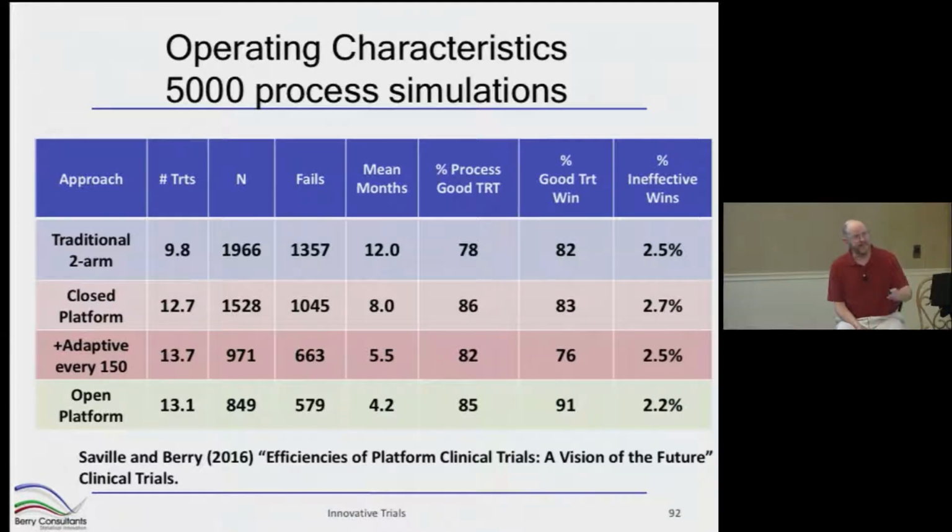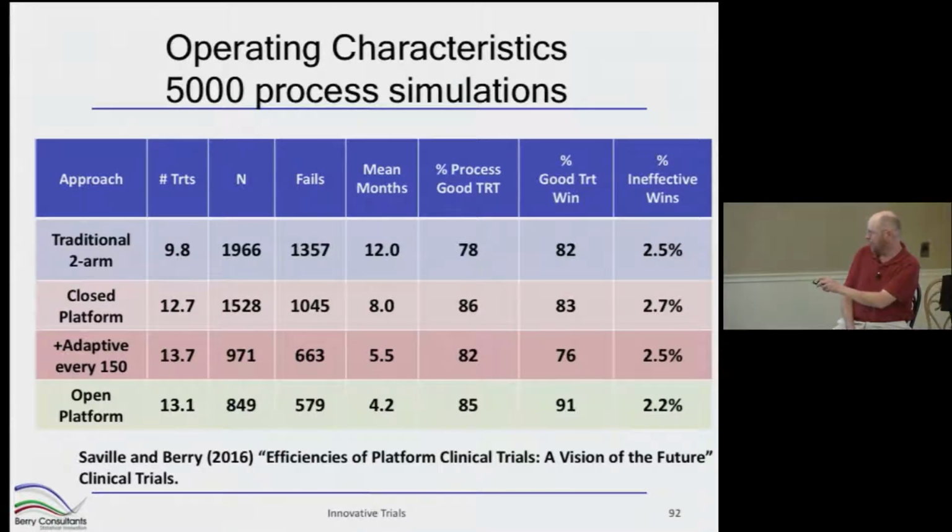So we're searching for this needle in a haystack. We've gone from 1966 down to 849. We've saved about 60% of the subjects, and we've really done it in multiple ways. We've shared our control arms, done multiple treatments at once. We've employed adaptive features, and we've invested any savings that we've gotten forward as best we can by bringing in new drugs.